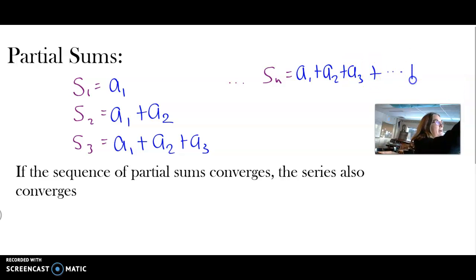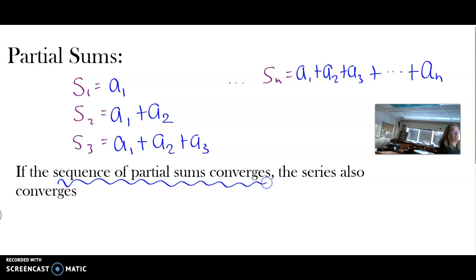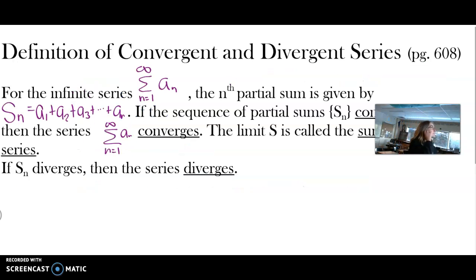So we're going to represent that with dots to indicate that I don't know how many terms I'm adding because I don't know what n is. But you would add up to the nth term. And so here's a big topic, a big concept for this unit. If the sequence of partial sums converges, the series also converges. So this is a main topic that we're going to be discussing in this unit.